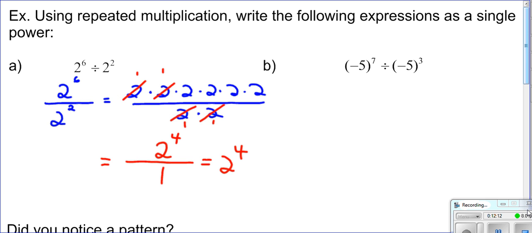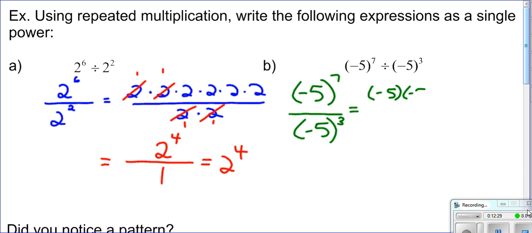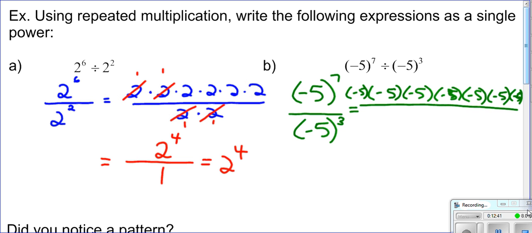When we look at the second example, we're going to write it out the same way. So negative 5 is our base to the power of 7 divided by negative 5 to the power of 3. Both of our bases are the same, so we're going to write it out as a repeated multiplication. Negative 5, 7 times, over negative 5, 3 times.